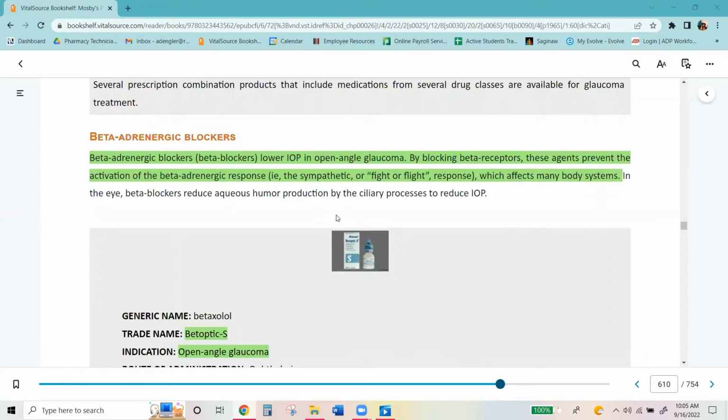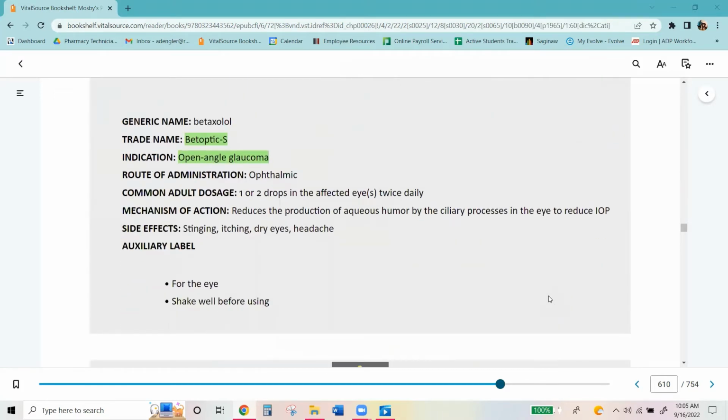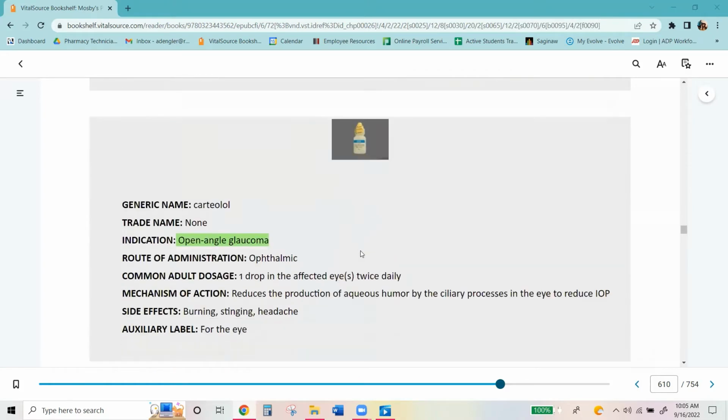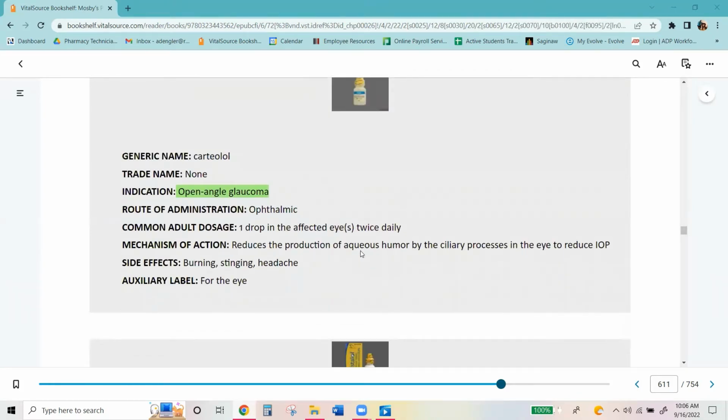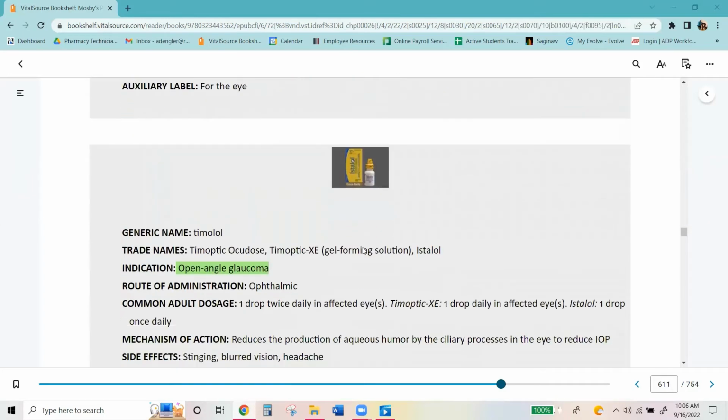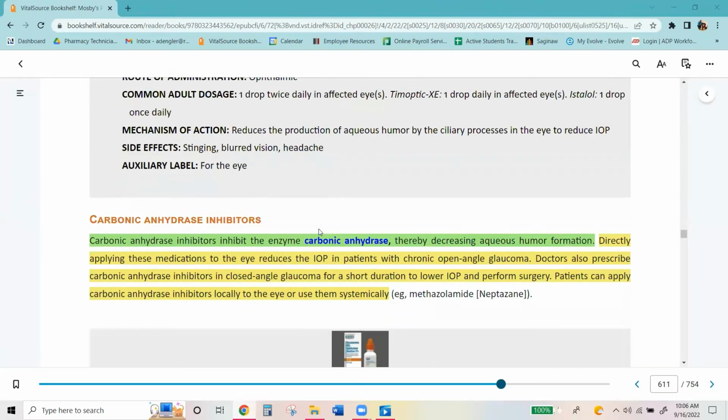Beta adrenergic blockers, which are beta blockers, lower IOP in open angle glaucoma. By blocking beta receptors, these agents prevent the activation of the beta adrenergic response, which affects many body systems. So we have a big topic for open angle glaucoma. We have carteolol for open angle glaucoma, and just pay attention that all of these have the ending -lol, which is common for beta blockers. We have timolol, which is for open angle glaucoma.